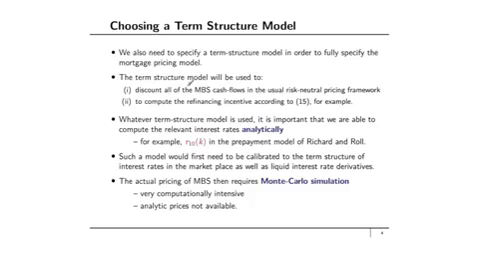So again, just emphasizing the fact that in the real world, the cash flows associated with mortgage-backed securities are indeed random. How about choosing a term structure model? Well, we also need to specify a term structure model, i.e. a model like the binomial model, the Black-Derman-Toy model, or Ho-Lee model, for example, that we use to price fixed income derivatives, in order to fully specify the mortgage pricing model. The term structure model will be used to, one, discount all of the mortgage-backed security cash flows in the usual risk-neutral pricing framework, but also to compute the refinancing incentive according to 15.